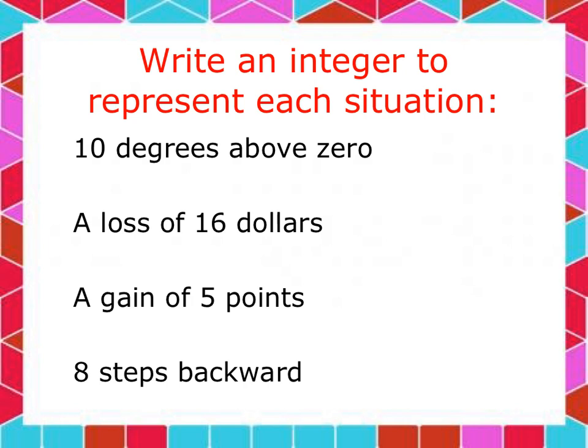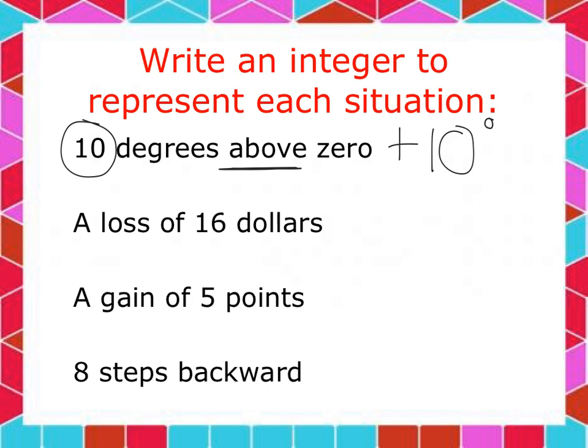So the first one says 10 degrees above 0. So I believe that that's going to be a positive. My number part is 10, and then I want to label it degrees. I have just written an integer for this situation. Go ahead and pause me, do the next 3, and when you're ready, come back and check.